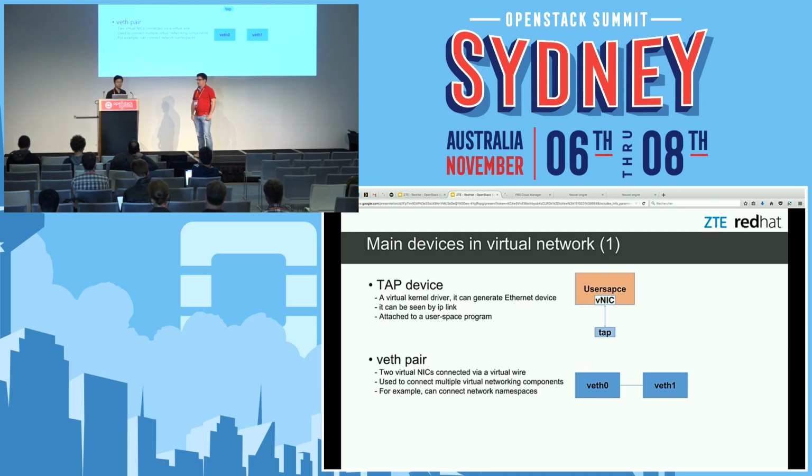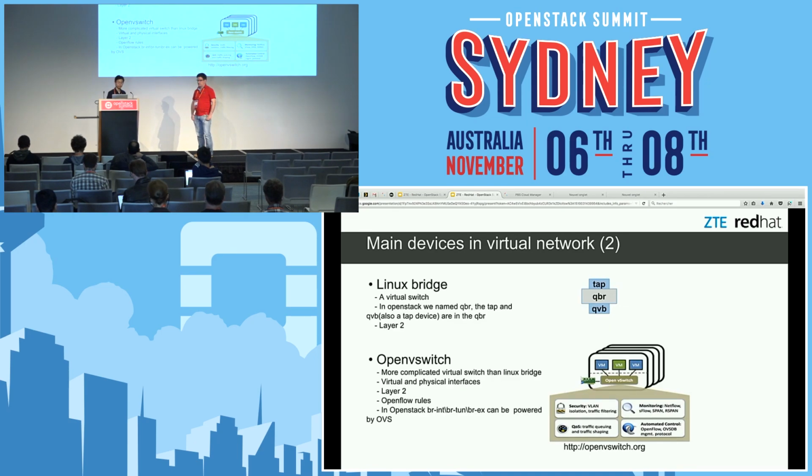And next is the veth pair. There are 2 virtual network interfaces connected via a virtual wire. It is used to connect virtual networking components. For example, it can connect network namespaces. Next is Linux bridge. It's a virtual switch. In OpenStack, we name it qbr. And the tap and the qvb are all in the qbr. It's a layer 2 switch.